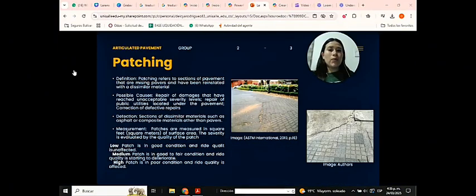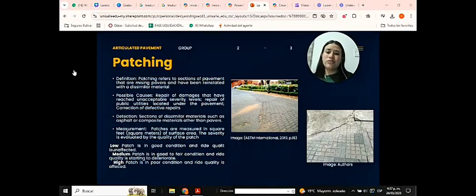Now we talk about patching. Patching refers to sections of pavement that are masonry pavers and have been replaced with a similar material. Patching has different causes. Possible causes: repair of the maintenance staff reaching unacceptable levels, and repair of public utilities located under the pavement.